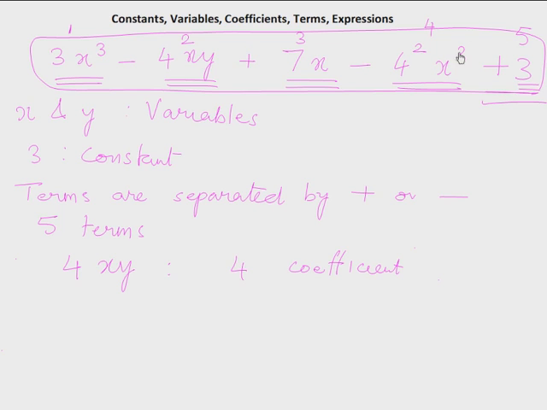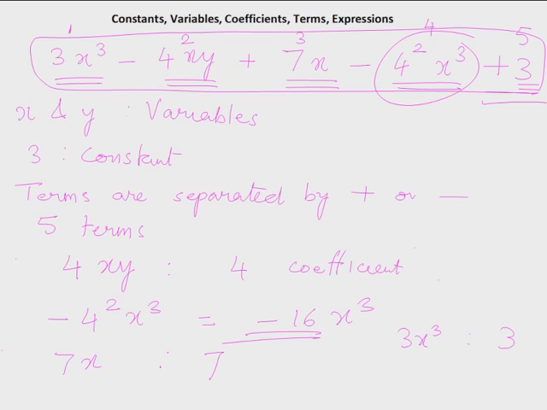For instance, look at this term. This term is minus 4 square x cube. So this is actually minus 16 x cube. So the coefficient is minus 16. Let's look at the term 7x. So there it's clear, the coefficient is 7. And look at the first term, 3x cube. There it's clear the coefficient was 3. And then finally we have what is an expression. An expression is the sum of terms.